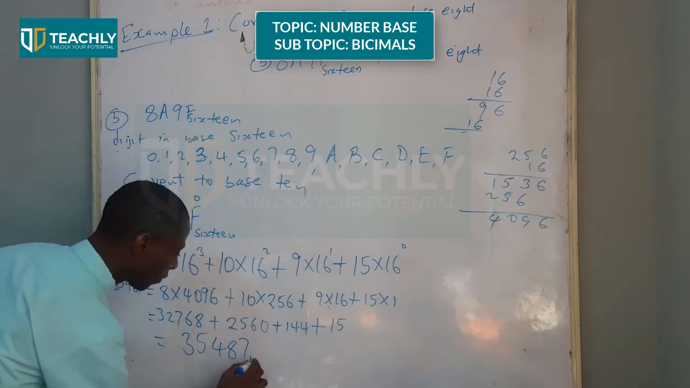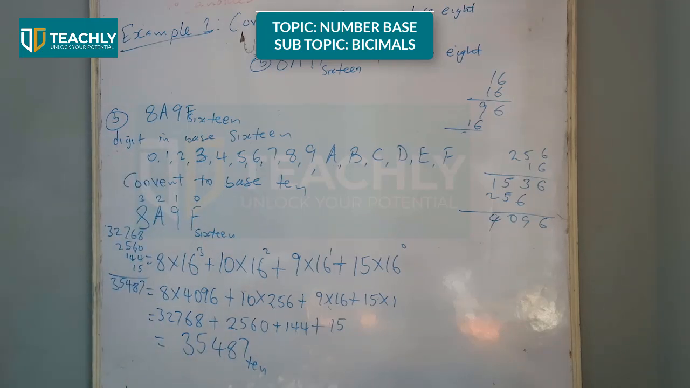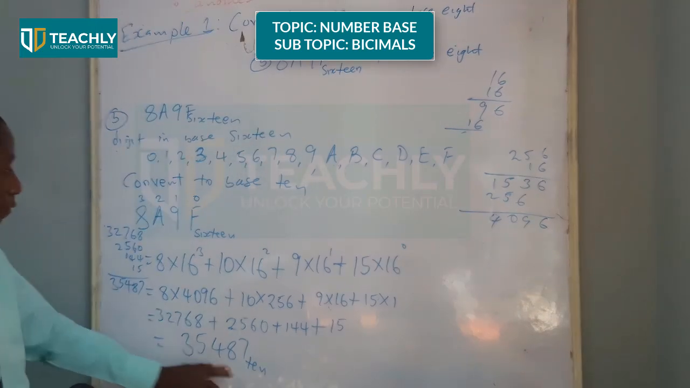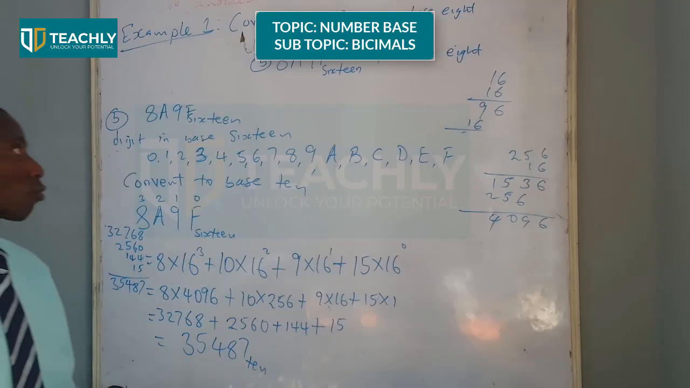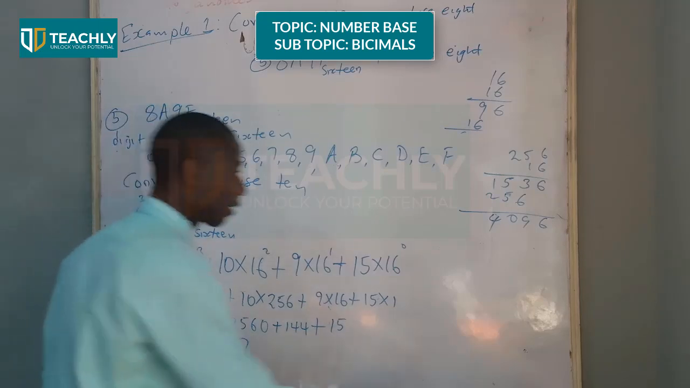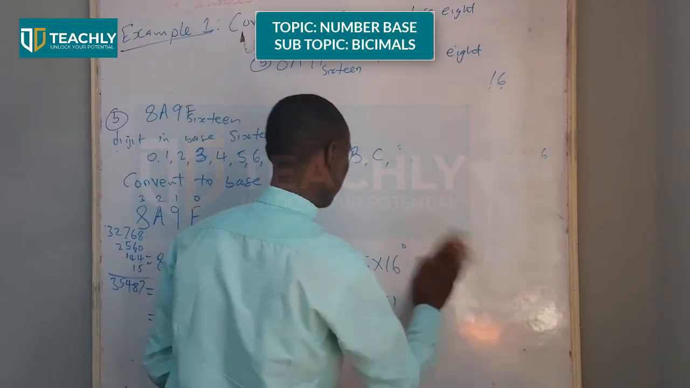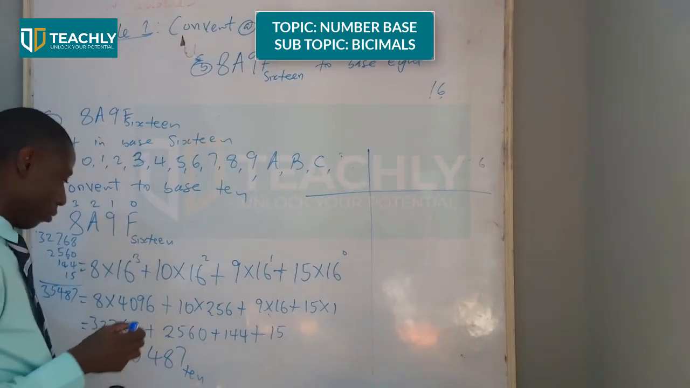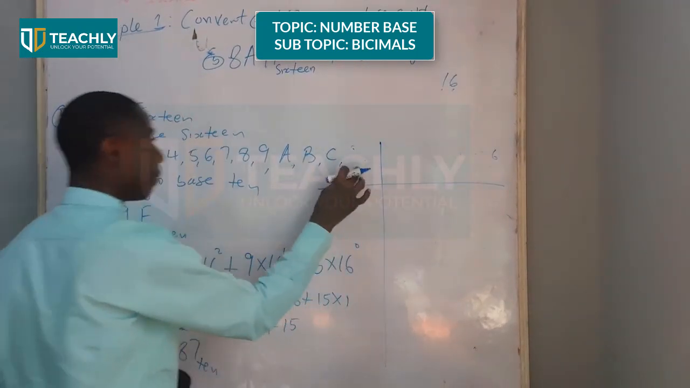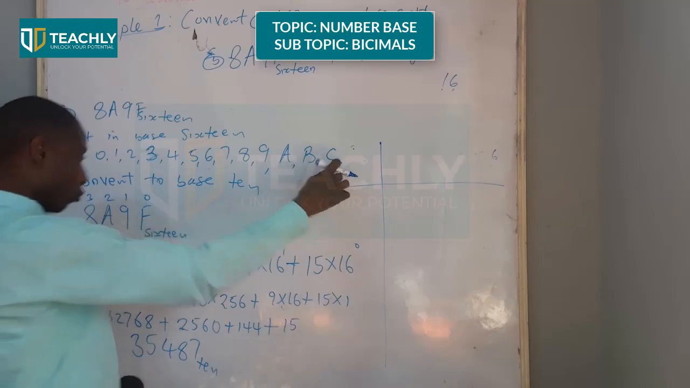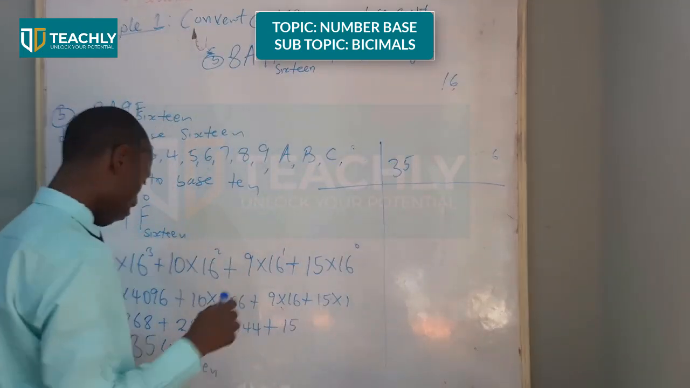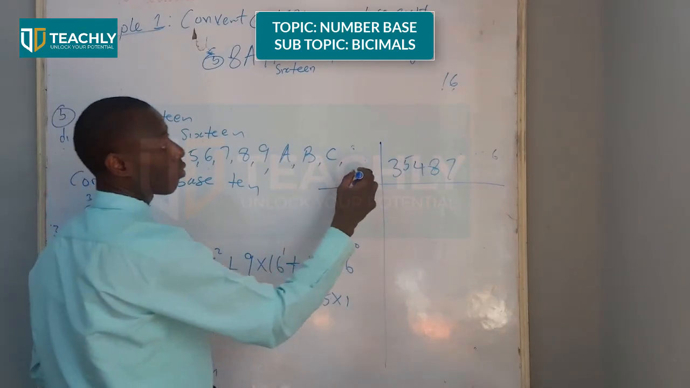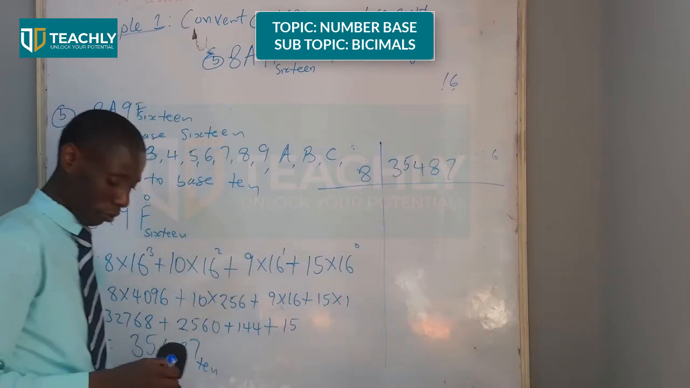That is in base 10, and that's not our final answer. Don't forget, you first convert this to base 10 first. When we get our answer in base 10, we now convert directly to base 8. To solve it in base 8, you are going to use this tabular form. Since it's in base 10, you put it here. The new base, what you should divide by, should be here. So we have 35,487, and we use 8, because we are taking it to base 8.